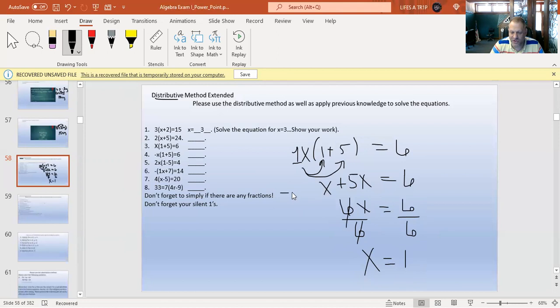Now we didn't have a chance to do the cancellation method here. We didn't get that option or that opportunity. Okay, it didn't provide us one. All right, so now we're going to do number 4.